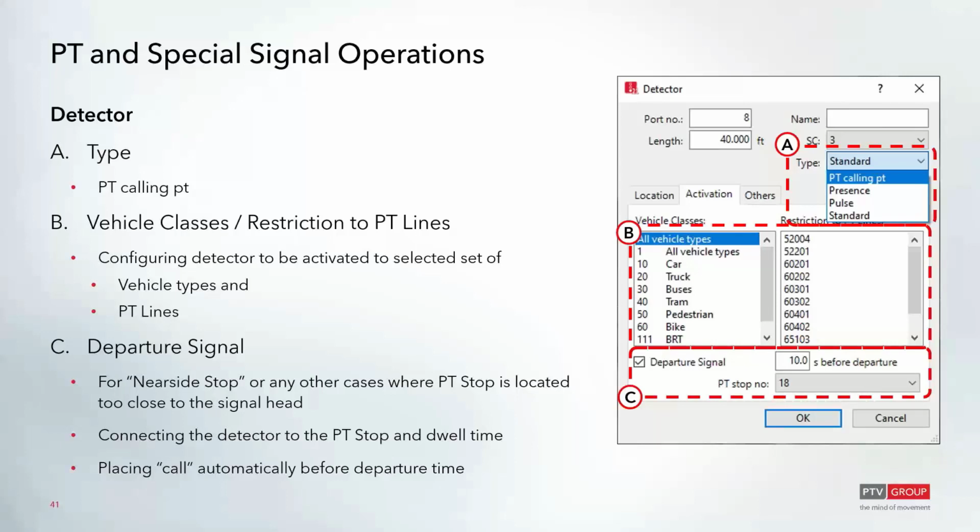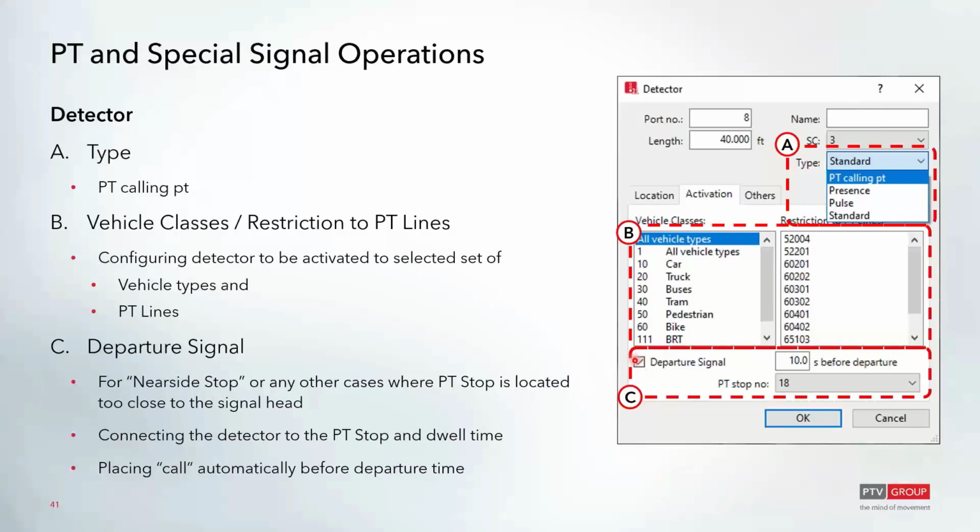You can also configure the vehicle classes that are allowed, just like those signal heads. So you can change the option here from all vehicle types to a specific vehicle type. You can also change the available PT lines that the detector would be valid for. And then down at the bottom is an option here for turning on some departure signal option.